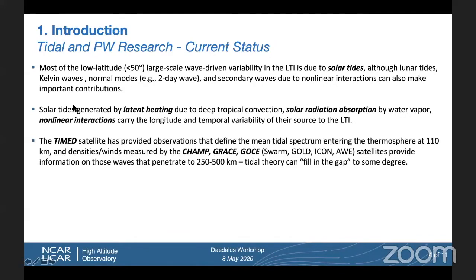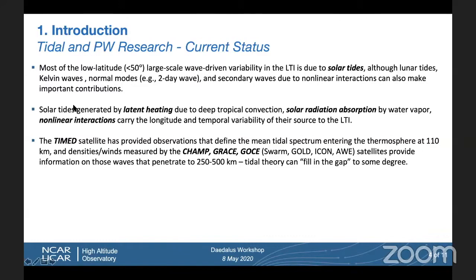Now, the TIMED satellite has provided very valuable measurements for our community, essentially giving us an understanding of what the mean tidal spectrum entering the thermosphere at 110 kilometers looks like. And these measurements date back to 2000, so it has been over 20 years of very valuable measurements. Then we have also measurements from the CHAMP, GRACE, GOCE, and more recently Swarm, GOLD, and ICON, and in a couple of years also other missions, measurements in the thermosphere in the 250 to 500 kilometer region that have provided an understanding of what tides and other waves are capable of propagating to this region.